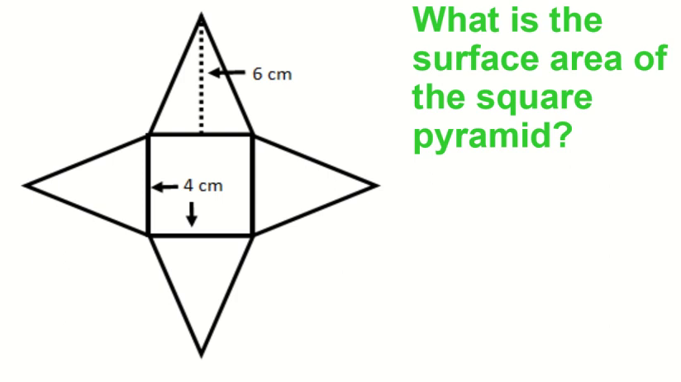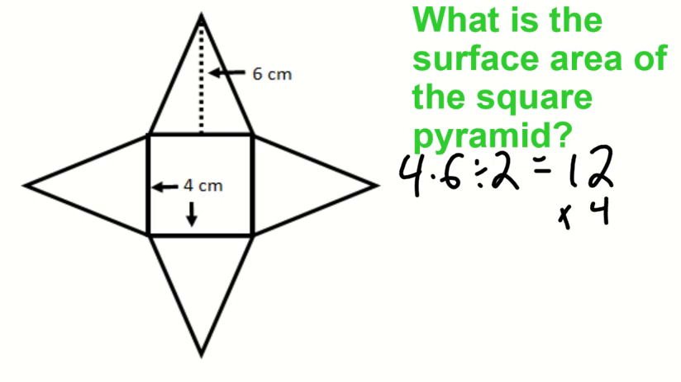Sydney? Nope. Robert? 64 is correct. All right, so for our triangles, area of a triangle, base times height divided by 2. So we got 4 times 6 divided by 2. That's 12. 4 triangles. So we multiply by 4, we got 48.